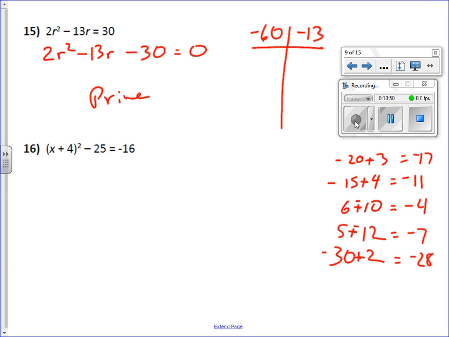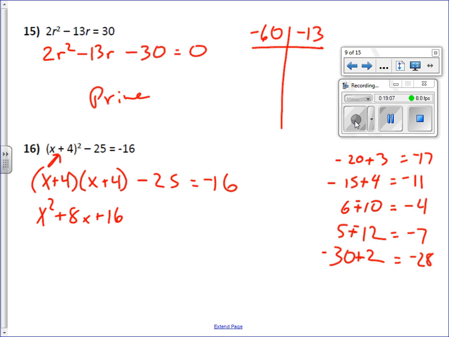Number 16, I need to evaluate (x plus 4) squared, x plus 4 times itself. Then subtract 25 equal to -16. So that becomes x squared plus 8x plus 16 minus 25 equals -16. Let's set it equal to 0. Okay, add 16 to both sides, and then subtract 25. So x squared plus 8x plus 32 minus 25, which is 7, equal to 0.